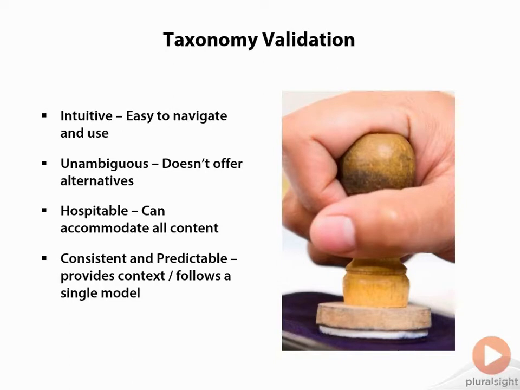You don't want it to give you two alternatives for the same thing, because then people will get confused on where they file stuff. Is it hospitable? Can it accommodate all content? You may remember we talked about this with the Dewey Decimal System. Dewey Decimal, for all its faults, is very hospitable to new content, even stuff that it didn't know existed when it was created. Consistent and predictable.